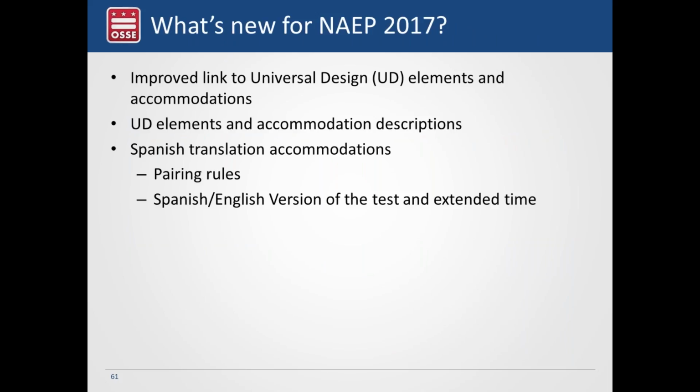A couple of new features for 2017. The universal design elements and accommodations links have been improved, as well as the descriptions. The Spanish translation accommodations, there are some pairing rules, and then the Spanish-English version of the test and extended time. Again, all of this will be discussed in the Accommodations and Accessibility Features webinar.